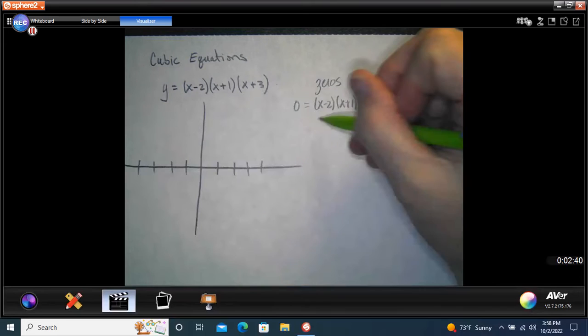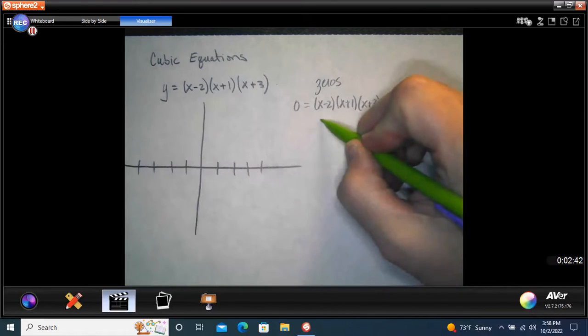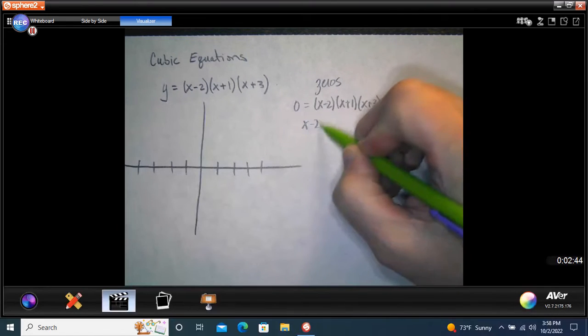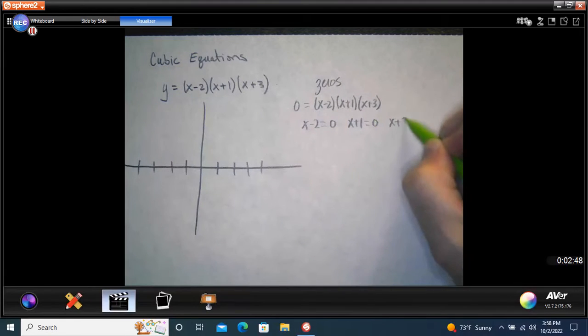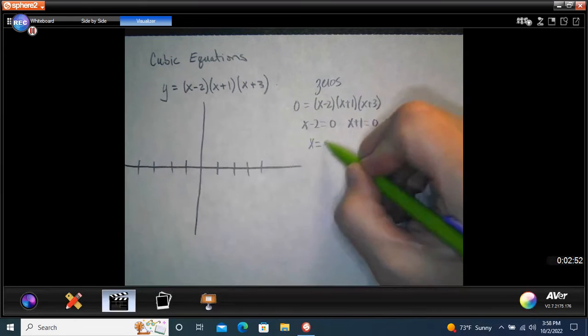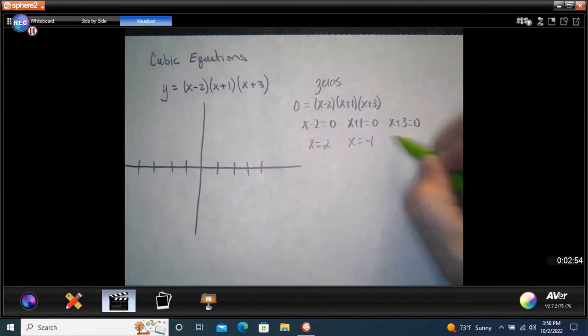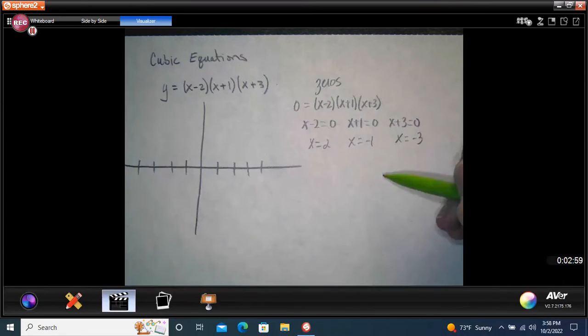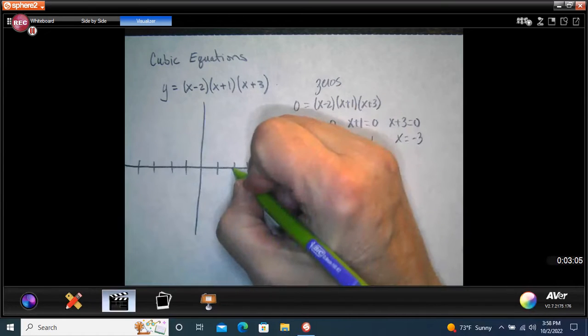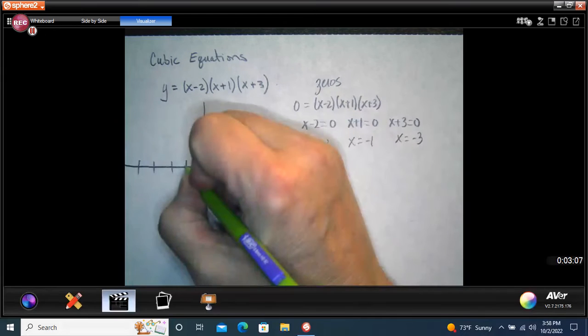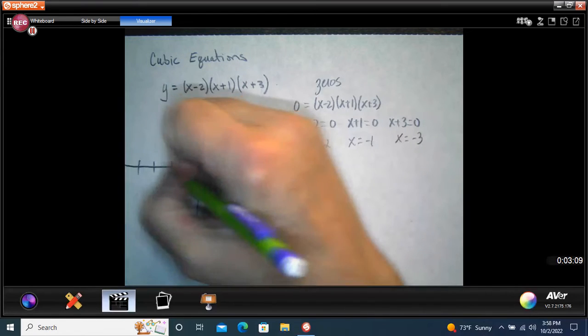Then we're solving each one of these. We set each one of these equal to 0, so x minus 2 equals 0, x plus 1 equals 0, x plus 3 equals 0. And we add 2, x equals 2, x equals negative 1, x equals negative 3. I won't go to this detail. Basically, I think we are at the point where I can look at this and say the zeros are 2, negative 1, and negative 3.